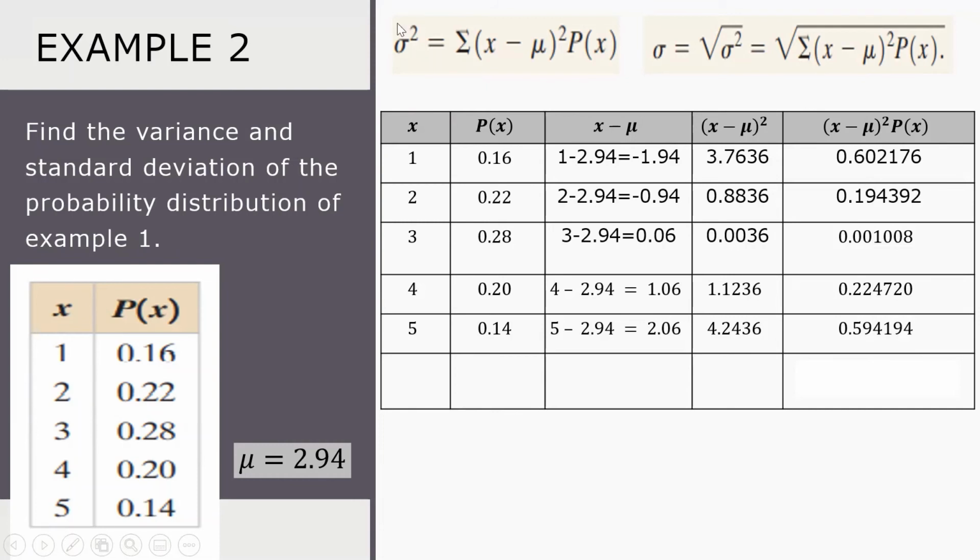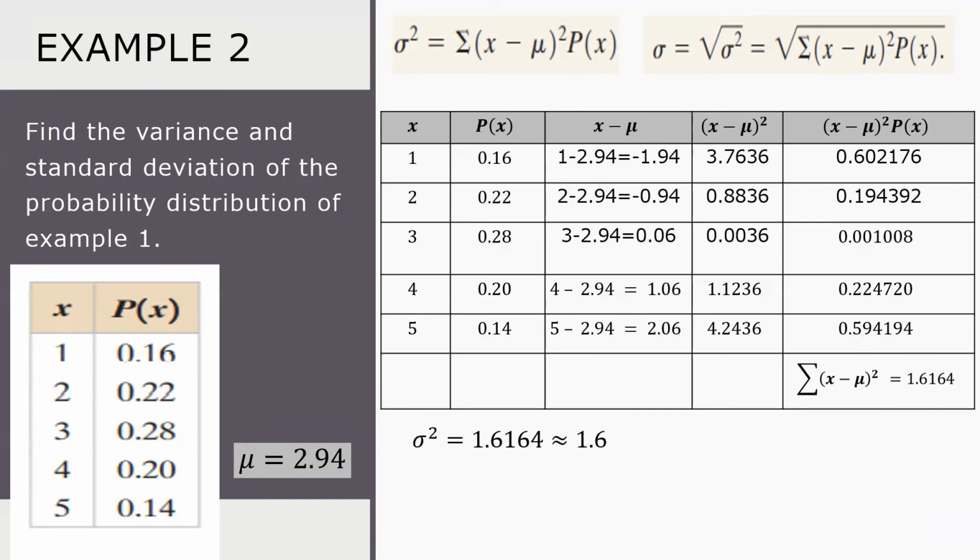Now, the variance is just the summation of these. We're going to add these 1, 2, 3, 4, and 5, and its summation is the variance. Adding these, the sum is equal to 1.6164. Round this off to 1 decimal place, to the nearest tenths. That is 1.6. So the variance is 1.6.